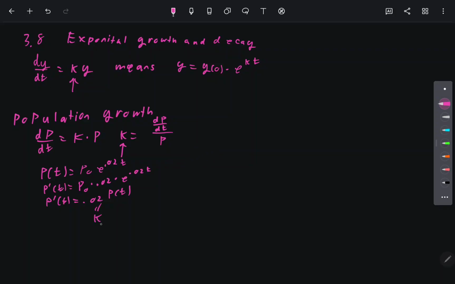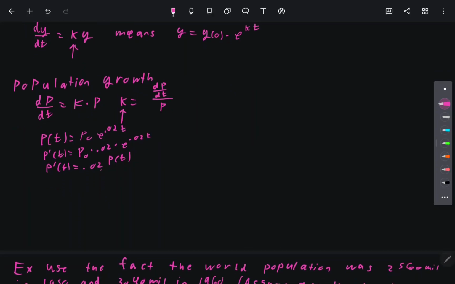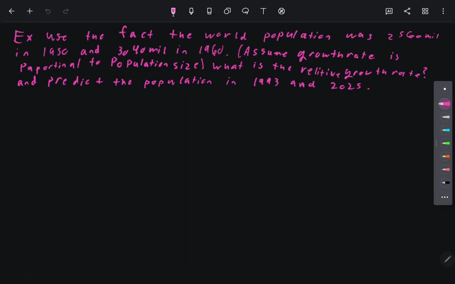All right. Well, I feel like we're now ready for a little practice here. So, example. Use the fact the world population was 2,560 million in 1950 and 3,040 million in 1960. Assume growth rate is proportional to population size. What is the relative growth rate? And predict the population in 1993 and 2025. All right.